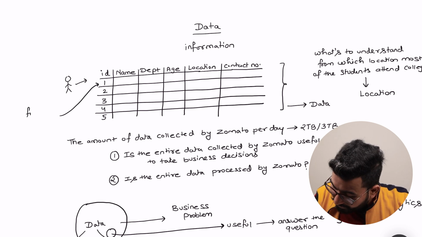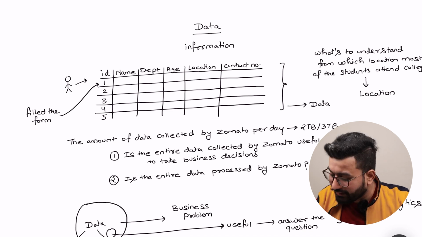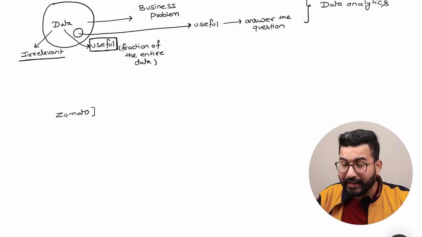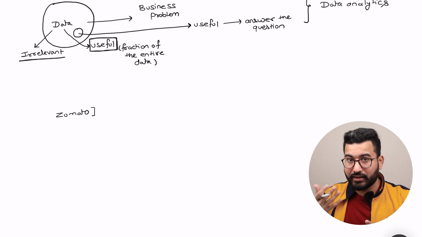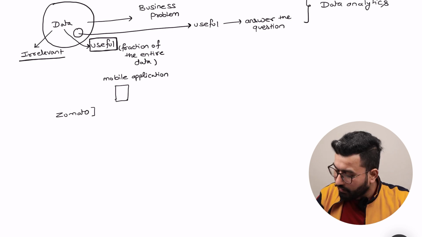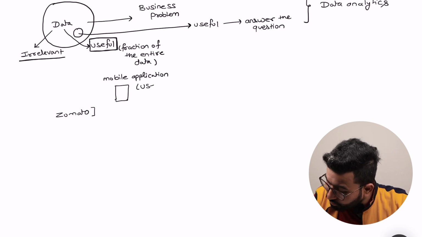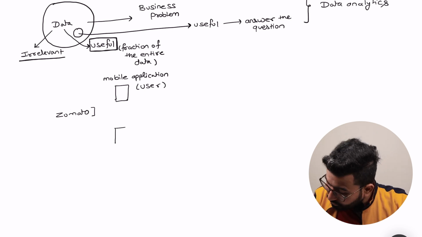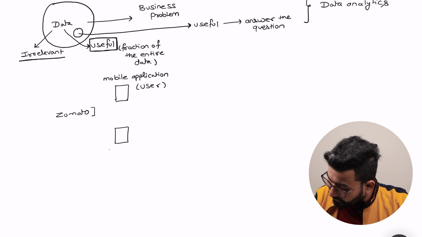So someone would have filled the form to generate this data, right? Similarly, if we talk about Zomato, the data is collected by or generated by some source. So one source is their mobile application. Another source is, now this is basically the user application which you and I are using. Another source is the mobile application.